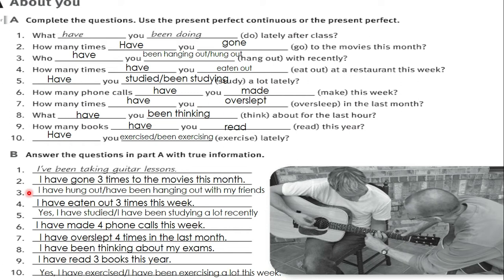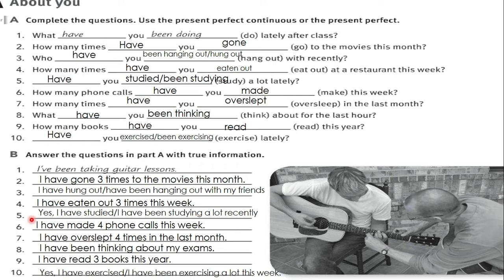Okay, the next one, number 4. How many times have you eaten out at a restaurant this week? I have eaten out 3 times this week. Okay, present perfect. Number 5. Have you studied or been studying a lot recently? I have made 4 phone calls this week. Yeah? Yo he hecho 4 llamadas esta semana. Yeah, so you're saying how many, you're using present perfect.